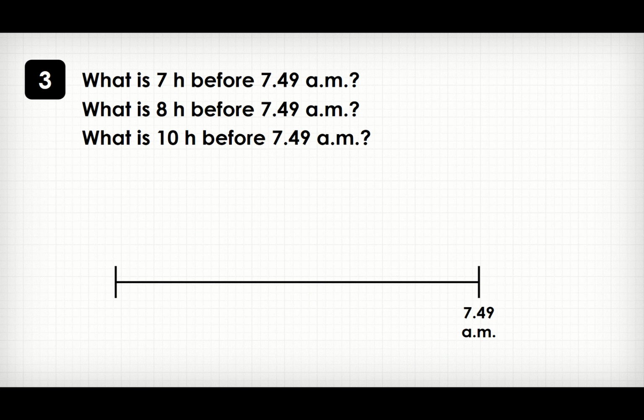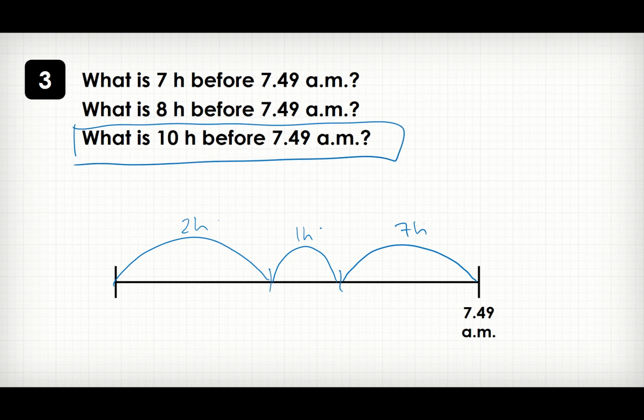Alright, one more. What is 7 hours before 7:49 a.m.? Give it a try. 7 hours. What is 8 hours? Let's go back another hour. And what is 10 hours? How many hours should we go back? 2 more hours. 7 plus 1 plus 2 is 10. Now, if I were to ask you just this question alone, what is 10 hours before 7:49 a.m.? I want you to be able to work it out for yourself. Let's go back 7 hours first. Then go back 1 more hour. And then go back what is left.